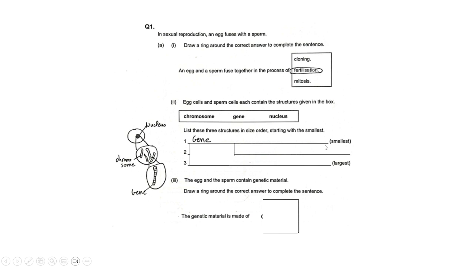So the smallest is a gene, many genes together form a chromosome, and all the chromosomes are found in the nucleus. That's found in the cell, controlling what the cell does. The egg and the sperm contain genetic material or DNA. Draw a ring around the correct answer to complete the sentence. I'm pretty sure I answered the question already. The genetic material is made of DNA, deoxyribonucleic acid. If you just remember 3 letters, you're fine.